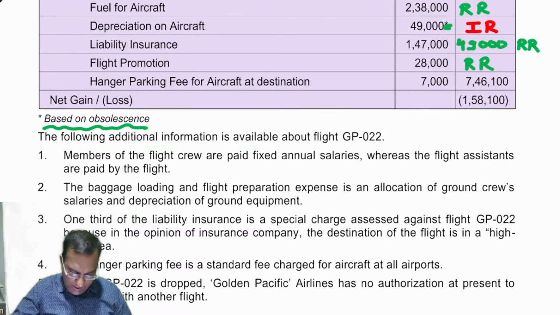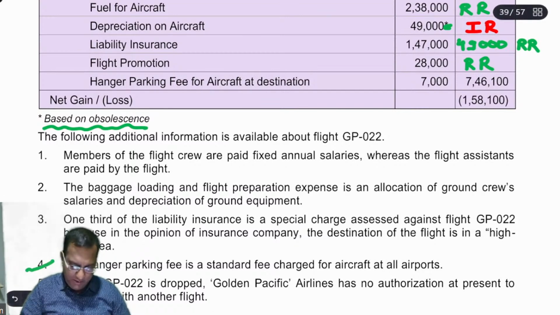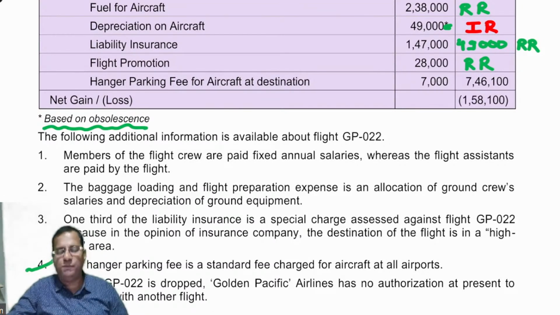Okay. Now, hangar parking fee, point number 4 is given for this specific point. Please tell me whether 7,000 rupees regarding the hangar parking fee for aircraft at destination is relevant or irrelevant.